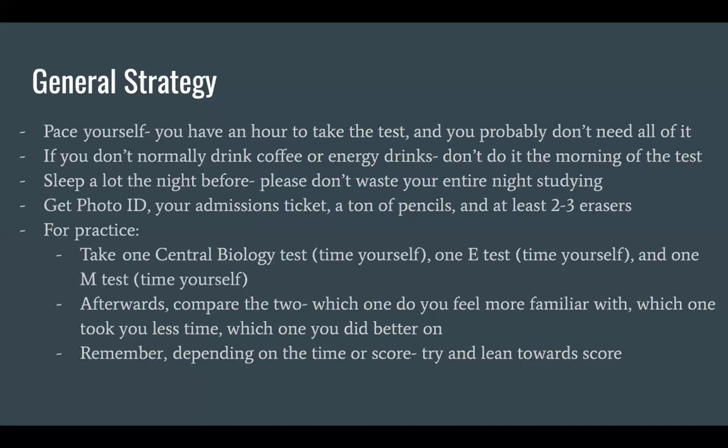So this is very personal advice, but depending on the time and score, if the familiarity is about the same, then it should all narrow down to the time and the score. But if, for example, you take the E test and it took you less time but you did worse on it, and you took the M test and it took you more time but you did better on it, then try and lean towards score. We're trying to go for a score here.